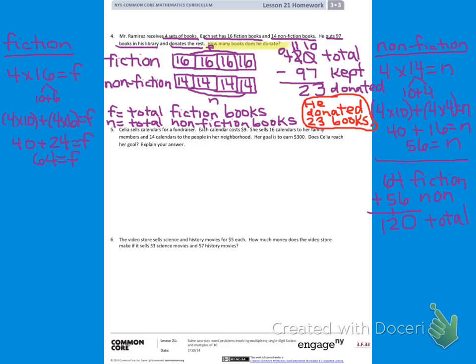Celia sells calendars for a fundraiser. Each calendar costs $9. She sells 16 calendars to her family members and 14 calendars to the people in her neighborhood. Her goal is to earn $300. Does Celia reach her goal? Explain your answer. Let's go ahead and underline the important details.